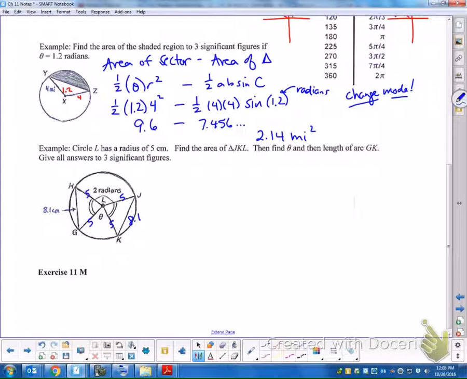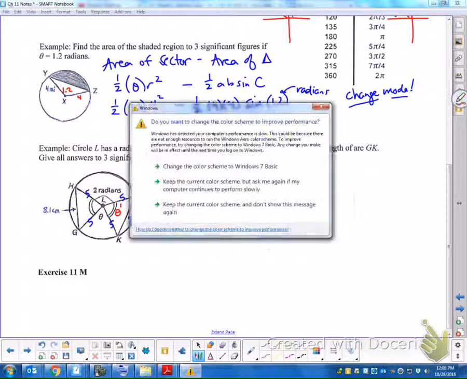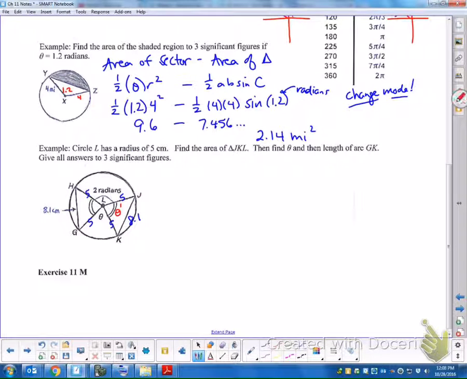All right, so I need to find something. I can't find anything right off the bat that they want me to find, so I'm just going to find something. I'm going to use the law of cosine to find this angle right here, and I'm going to call it theta prime just to distinguish it from theta. Sorry about the pop-ups there. All right, so I'm going to use, again, the cosine rule. So 8.1 squared is equal to 5 squared plus 5 squared minus 2 times 5 times 5 times cosine of theta prime.